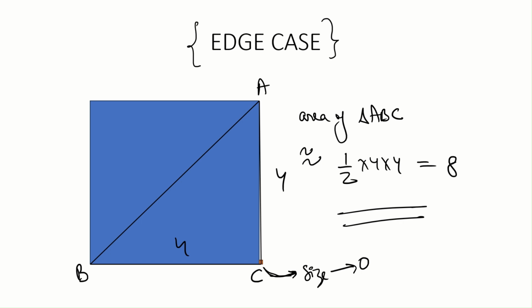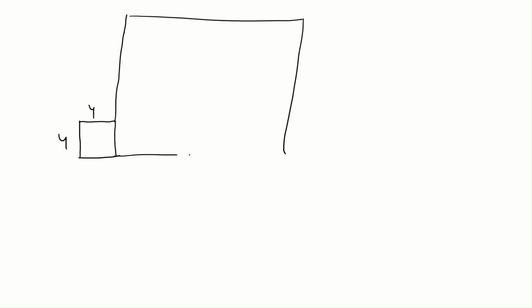And there is one more edge case that you have to try at home. I'm not going to discuss it in this video. That is again very interesting. What if, instead of a very small second square, I take the second square as very large compared to the first square?